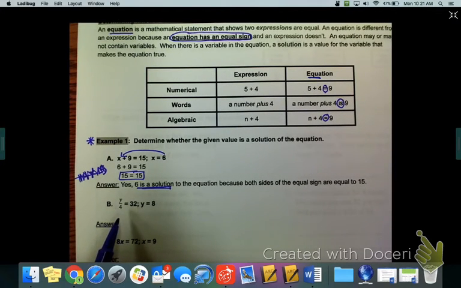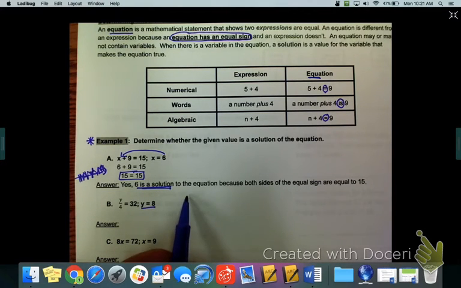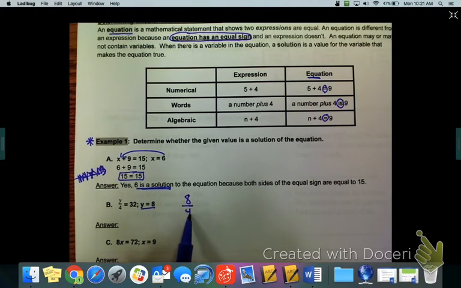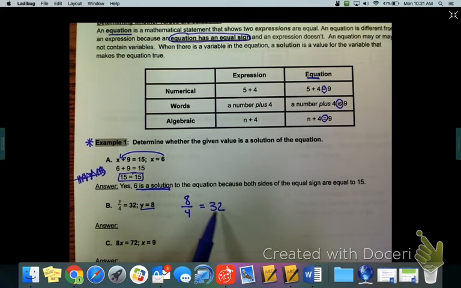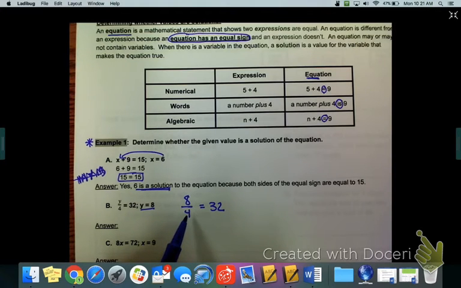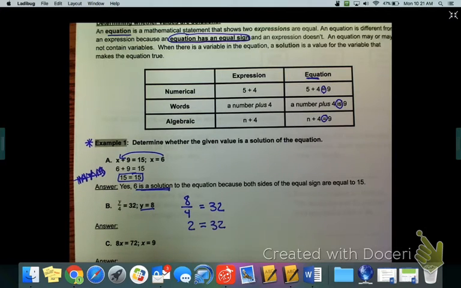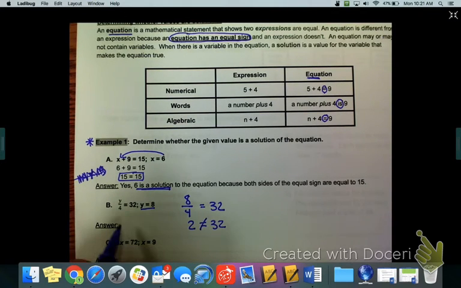Okay, let's look at another example. y divided by 4 equals 32. And it tells me that y is 8. I'm going to substitute 8 in for y and rewrite the problem. I'm going to solve what's on this side of the equation and see if it equals what's on this side of the equation. So 8 divided by 4 is 2. Is that equal to 32? No. So my answer is no. y equals 8 is not a solution.